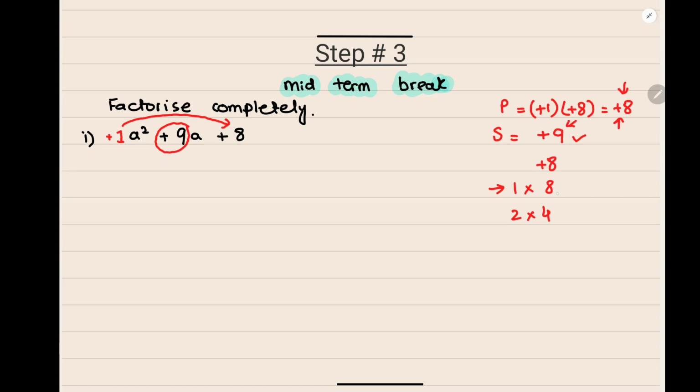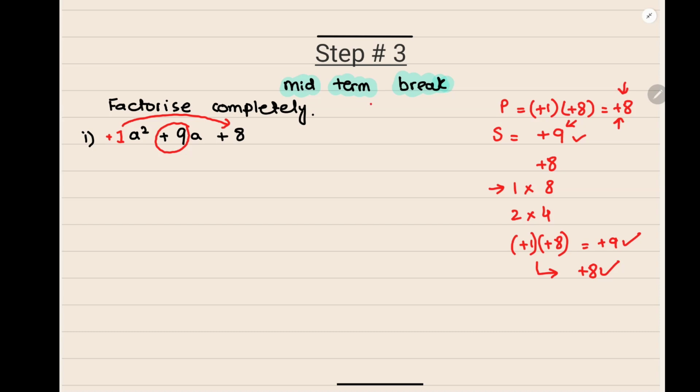So it's obvious that 1 and 8, if I add them, I can get a 9. So I'm taking +1 and +8. So my sum target is achieved, +9. And in the same way, I need to check for the product target as well. So +1 into +8. Am I getting +8? Yes. So both of the targets are achieved if I choose +1 and +8.